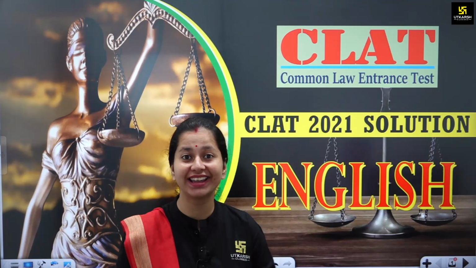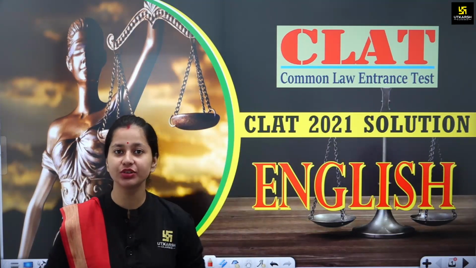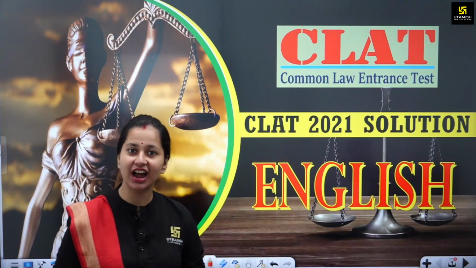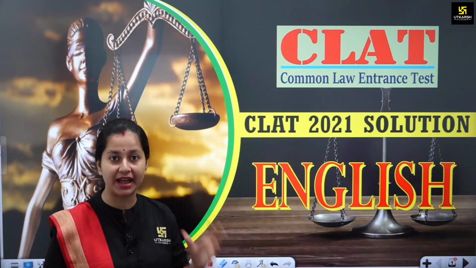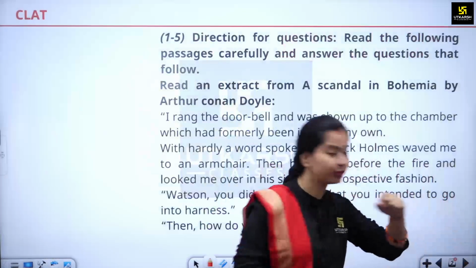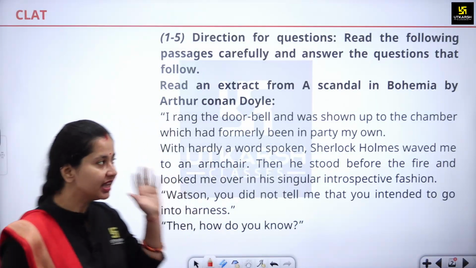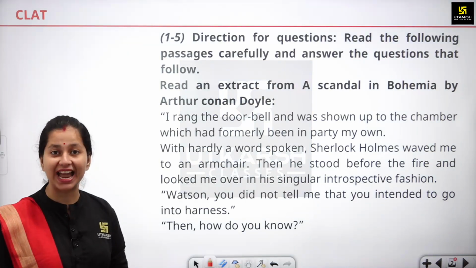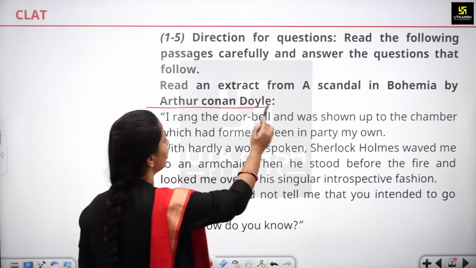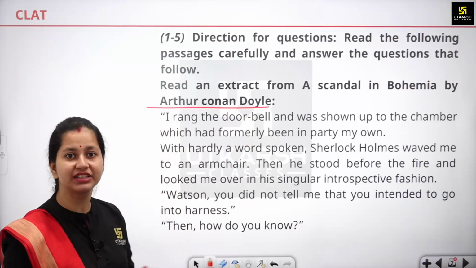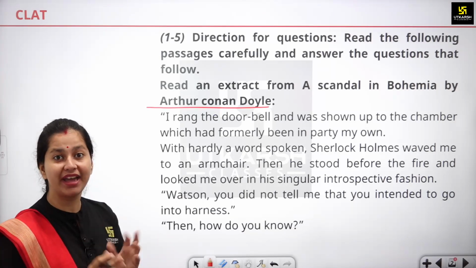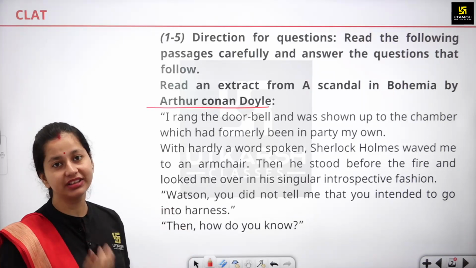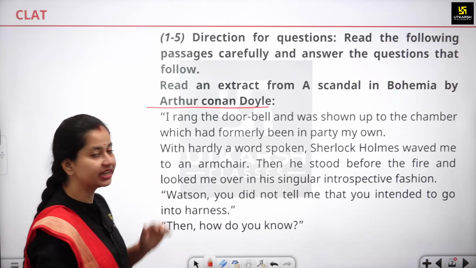So, here we are again solving with you the CLAT 2021 paper, and the English section to be precise. Let's start with the analysis and with the question of the passage that was there in the CLAT 2021 paper. This was the first passage, an extract from A Scandal in Bohemia by Arthur Conan Doyle. The whole passage was basically about comparing the attributes, the qualities various detectives have while solving the cases they have in their hand.